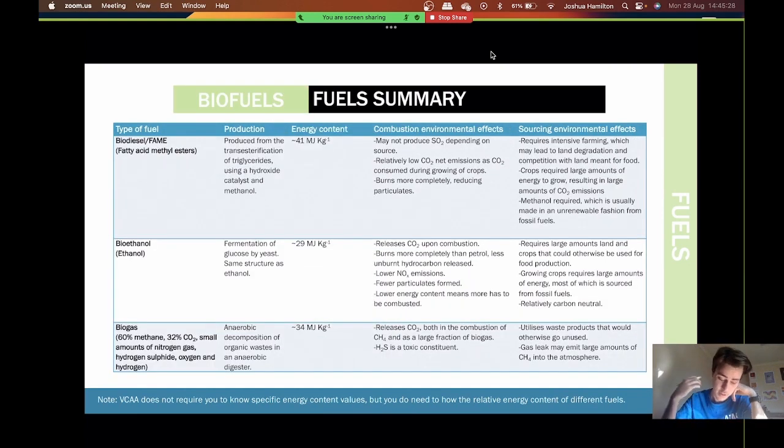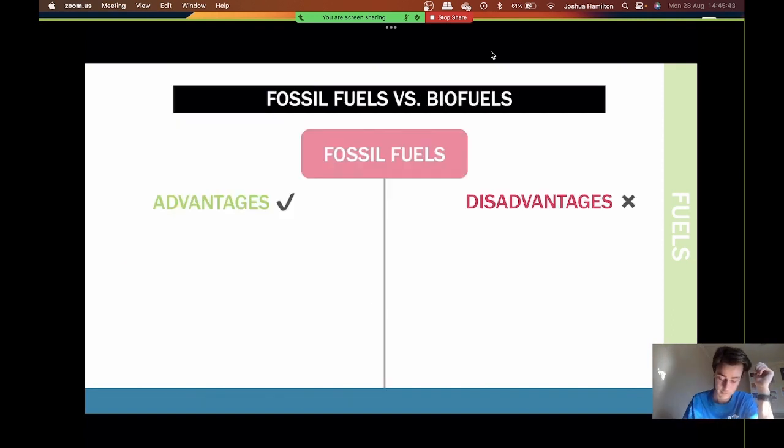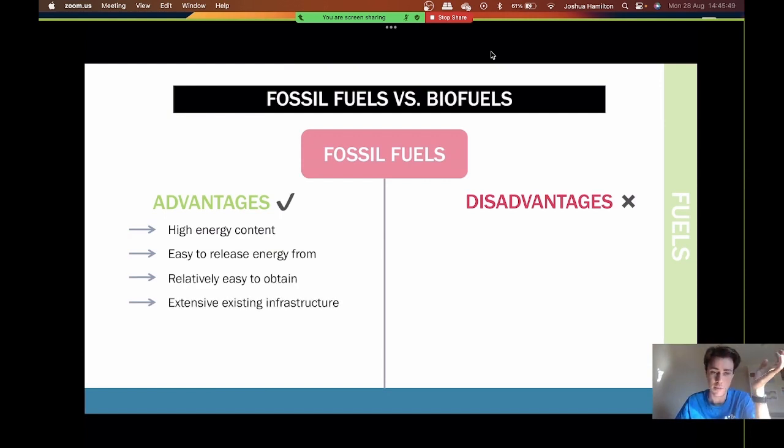Then you've got your biodiesel, which is your fatty acid methyl esters, your FAME, your bioethanol, and your biogas. And these are really good summary slides that go through each of those aspects. And I think it'd be great for all of you to have a read through these at some point. So fossil fuels, advantages: high energy content, easy to release energy from, relatively easy to obtain.